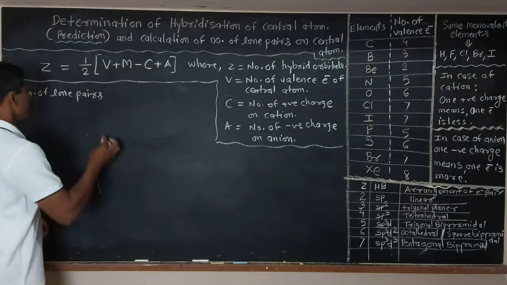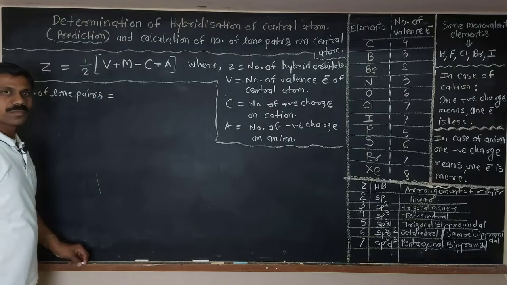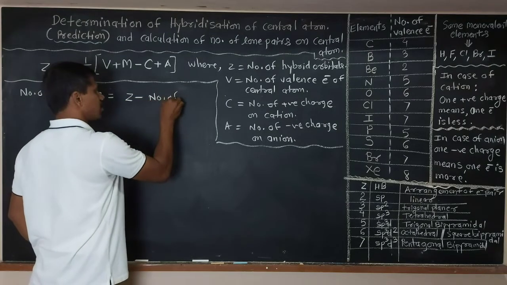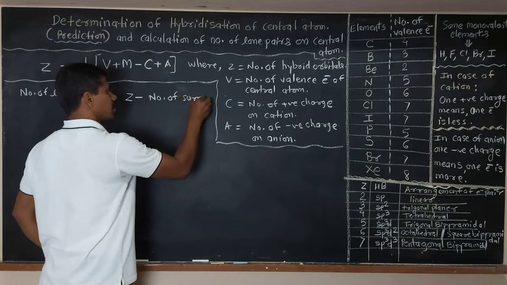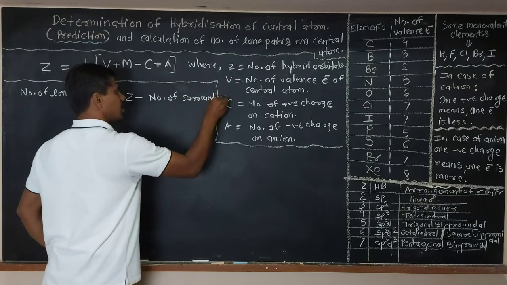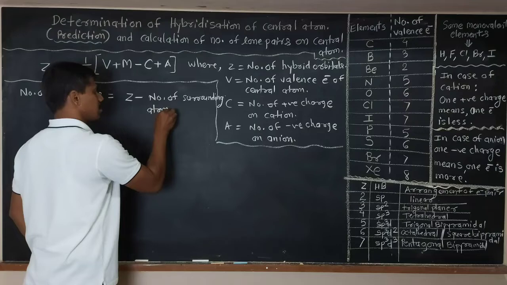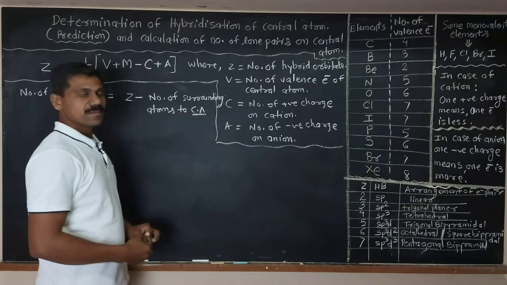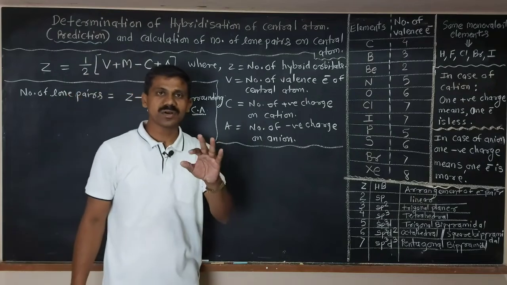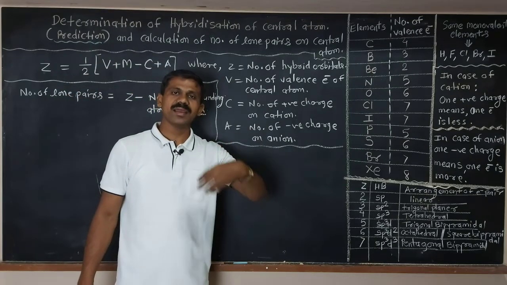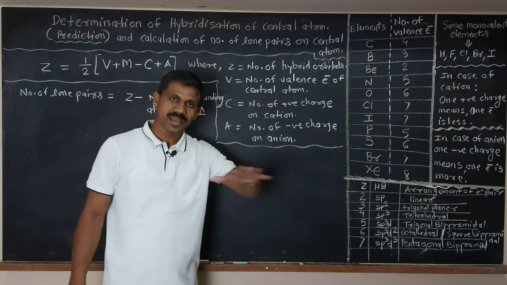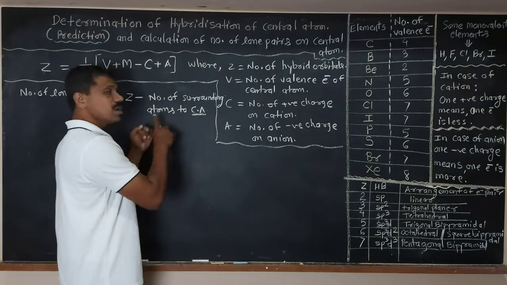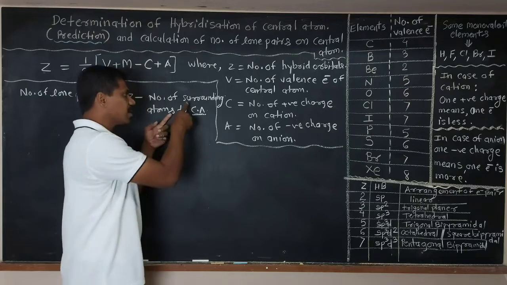Okay, number of lone pairs is equal to Z minus the number of surrounding atoms to the central atom. Here there is no consideration of monovalent, divalent, or trivalent; any type of element surrounding it should be considered. Not only fluorine, bromine, iodine, oxygen is also a surrounding element in some cases.